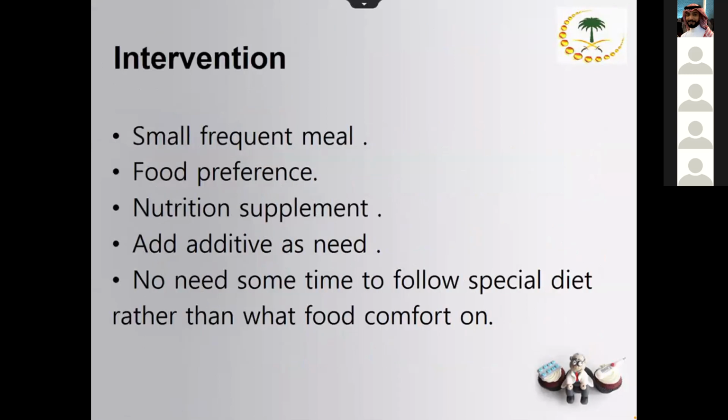So our interventions focus on some points, like giving patients small frequent meals, food preference, nutrition, and whether the patient needs nutrition support or added additives. According to their needs, we will deal with the patients, and sometimes they no longer need to follow special diets, rather than what they find comfortable.